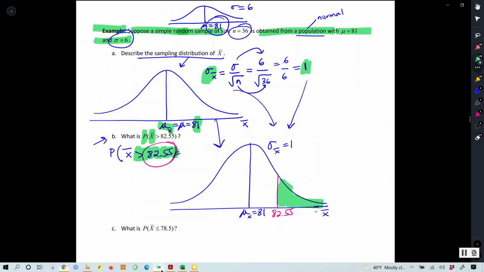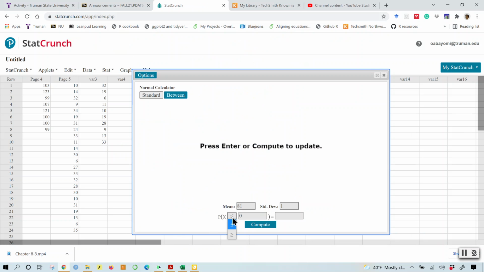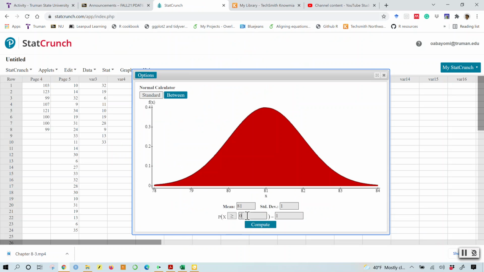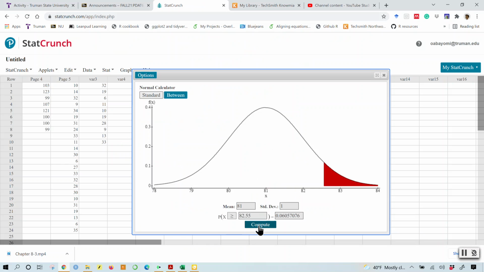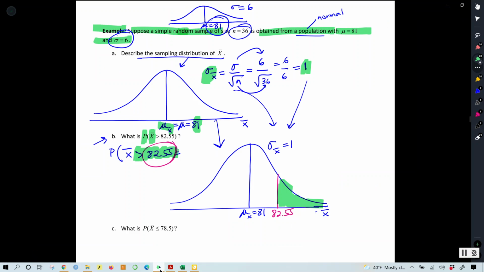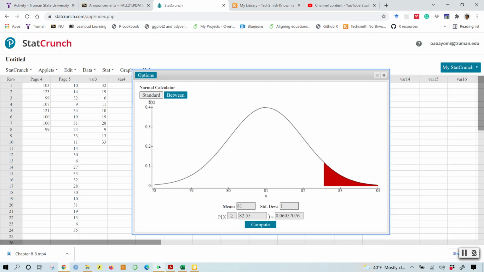Then the next thing would be to put in greater than 82.55. So I'll change this to greater than 82.55 and compute. And I have the size of the probability, 0.0605. So I have an answer. The size of this area is equal to 0.0606, as we found earlier.